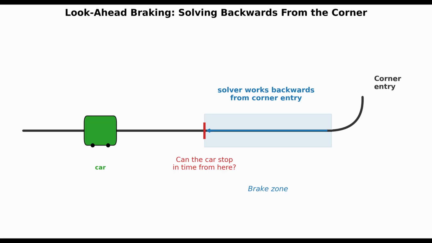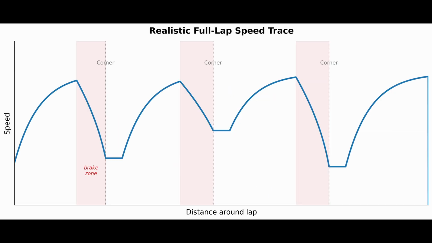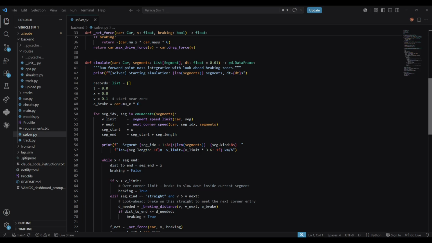So for each corner, the solver works backwards. It calculates whether the car, at its current speed on the current straight, can actually stop in time to hit the corner entry at the right speed. If the answer is no, it starts braking early. That's what produces the realistic speed trace with a proper brake zone before every corner. It's a small thing in the code, but it's what makes the output actually believable.